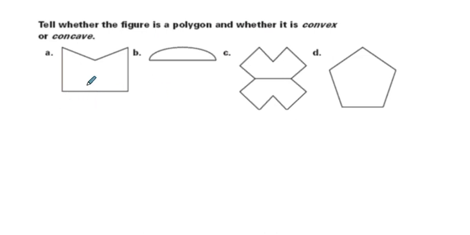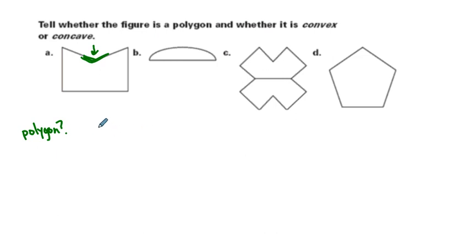Okay. We're going to tell whether the figure is a polygon or not, and then we're going to classify it as convex or concave. So anytime you see a shape like this, like letter A here, that has something that looks like it's pushed in on itself, okay, that's a dead giveaway that you have a concave shape. Okay, so first we need to figure out, are these polygons or not? So polygon, let's say yes or no to each of these.